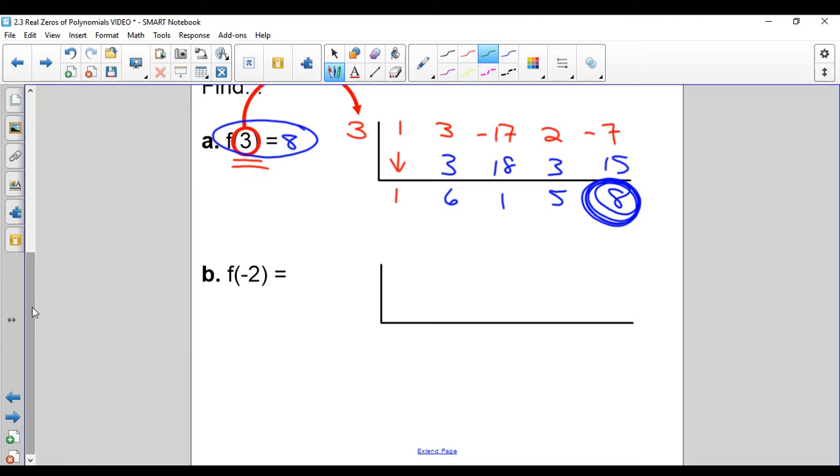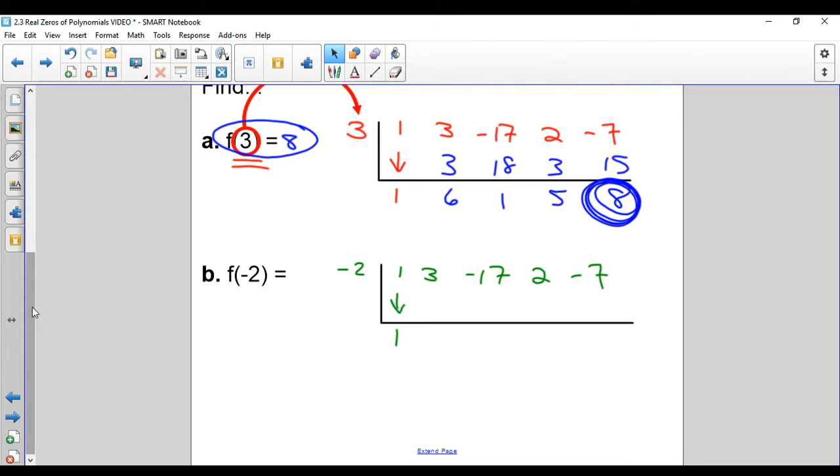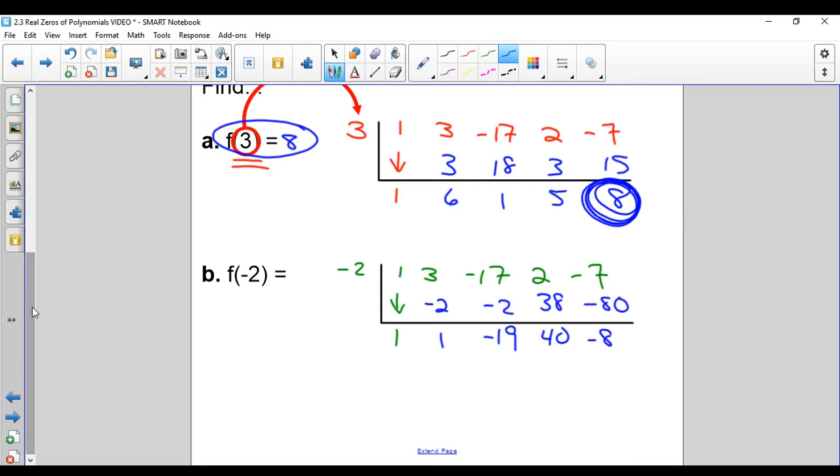Checking out one more, if I asked you to find f of negative 2, you would take negative 2 and put it outside the box. We're using the same function with the same coefficients. Drop it down. Negative 2 times 1 is negative 2. 1, negative 2, negative 19. We get 38. We get 40. We get negative 80. We get negative 87. That would be your answer. So if I take negative 2 and plug it into that function up top, I'd get negative 87 out.